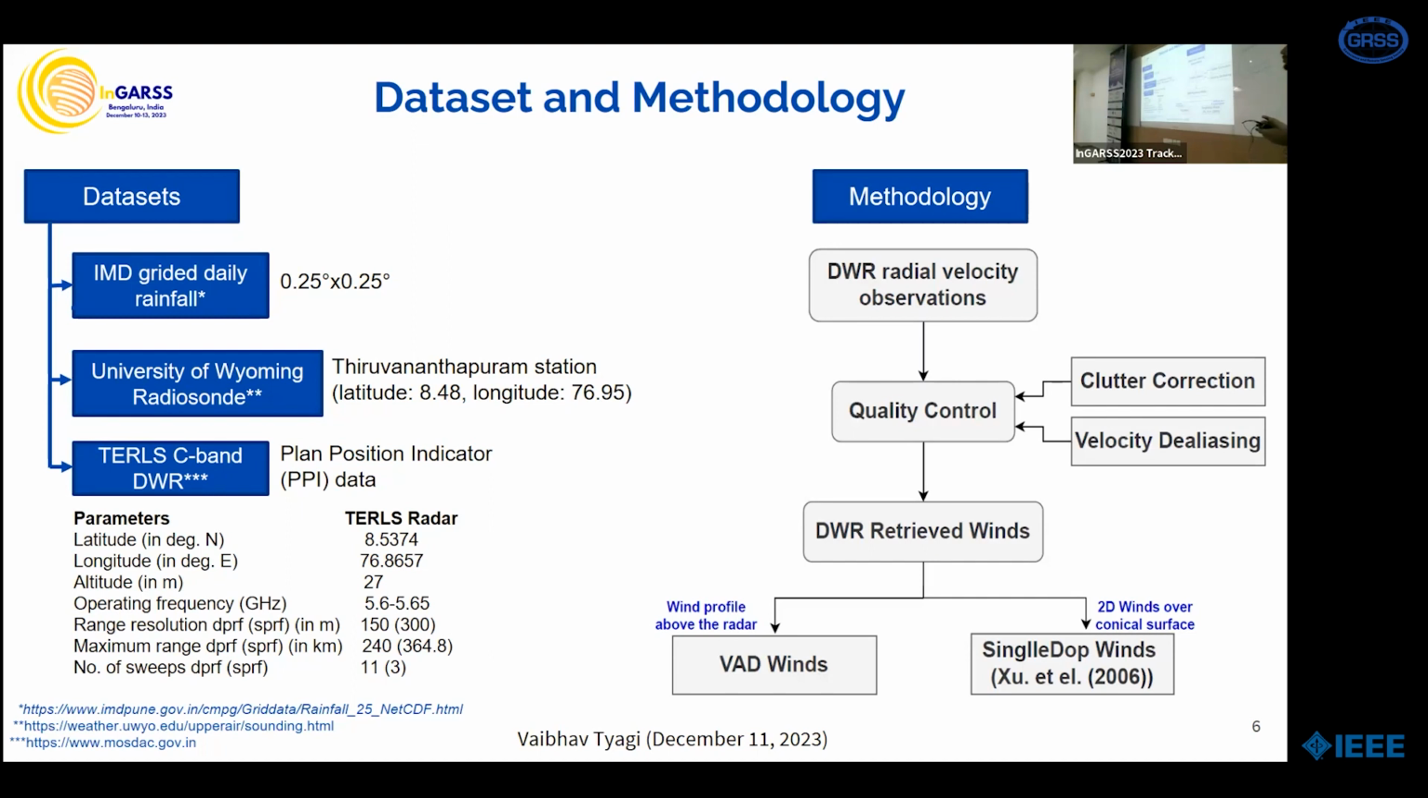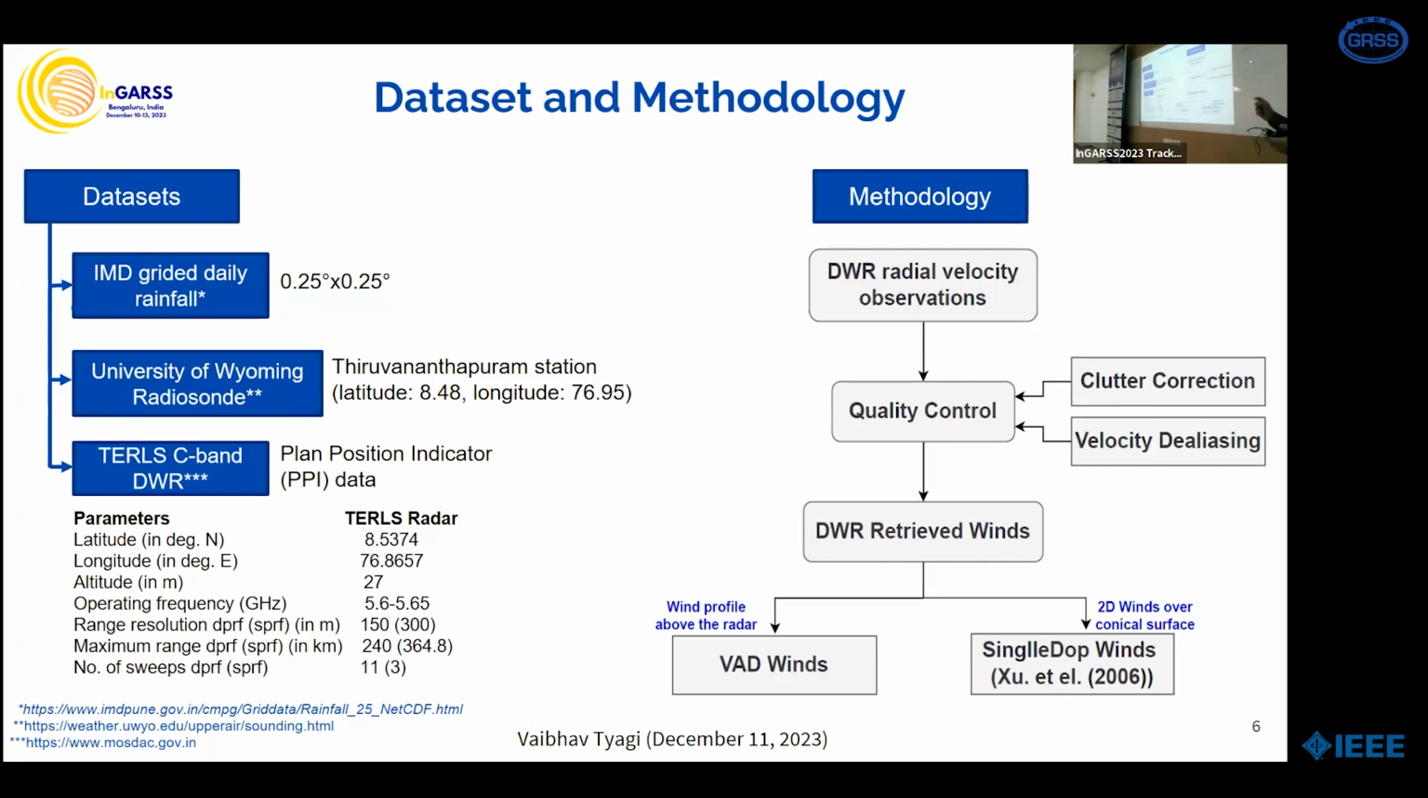In order to use the Doppler weather radar observations, we need to go for quality control. Quality control basically involves two main steps: one is the clutter correction and another is the velocity dealiasing. Velocity dealiasing means that, as I already told, this is based on the Doppler effect. Based on the maximum velocity that the radar can measure, if the particle has a velocity beyond that, then that velocity will be underestimated.